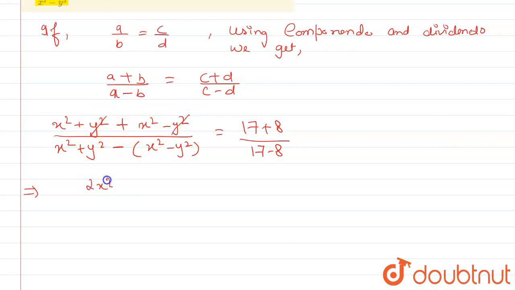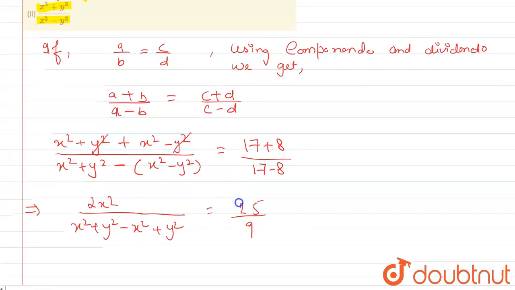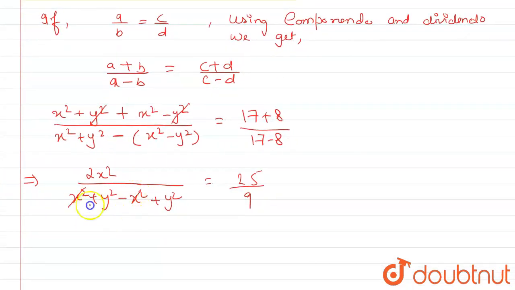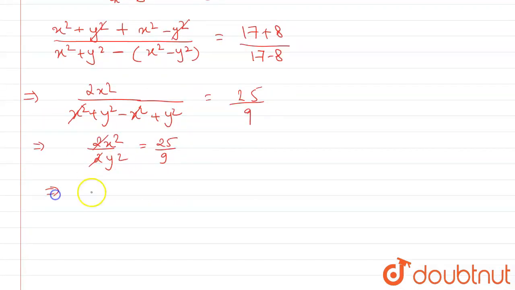Here we get 2x square upon x square plus y square, minus x square, minus minus will get plus y square. So now this is equal to 17 plus 8, that is 25, by 17 minus 8, that is 9. Now here this will cancel out, and here we get 2x square by 2y square is equal to 25 by 9. This will cancel out, and here we get x square by y square is equal to 25 by 9.